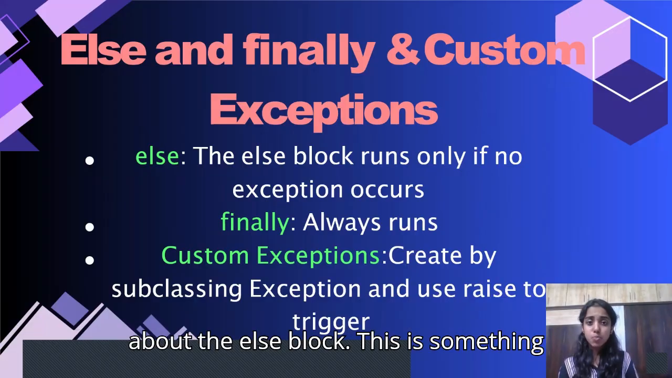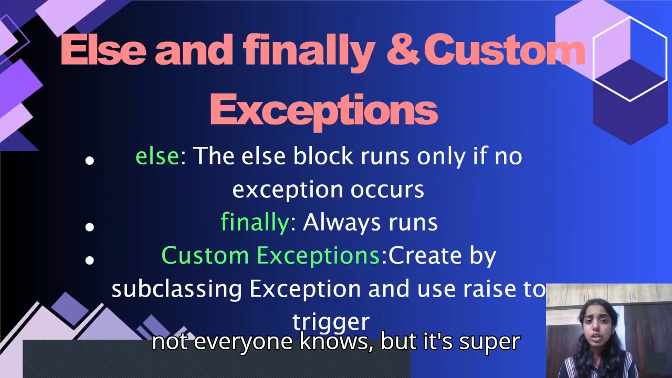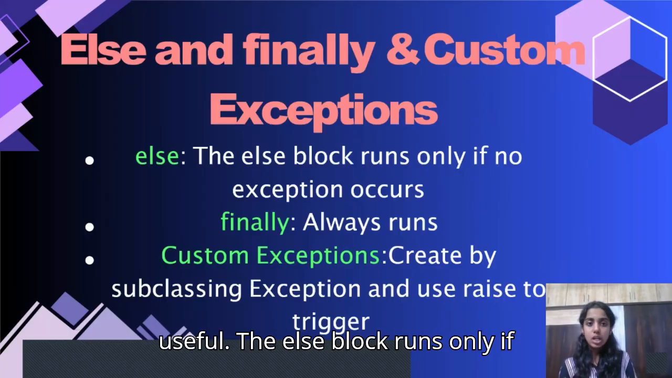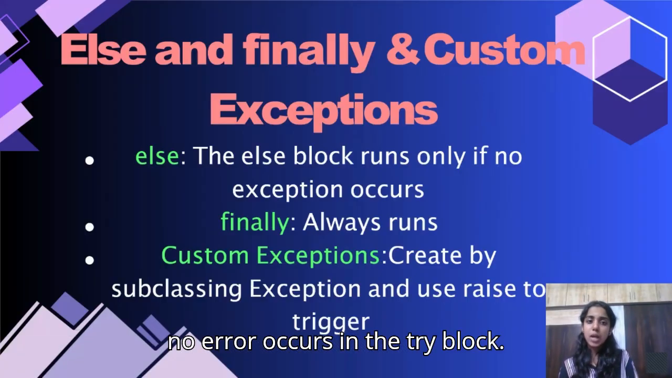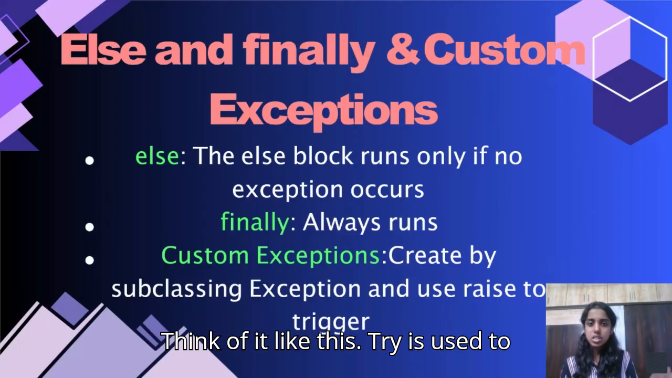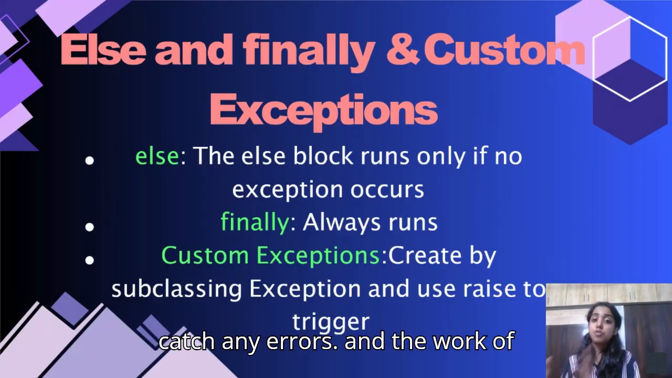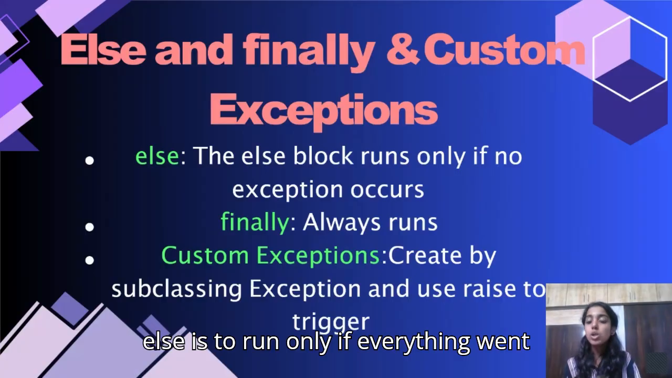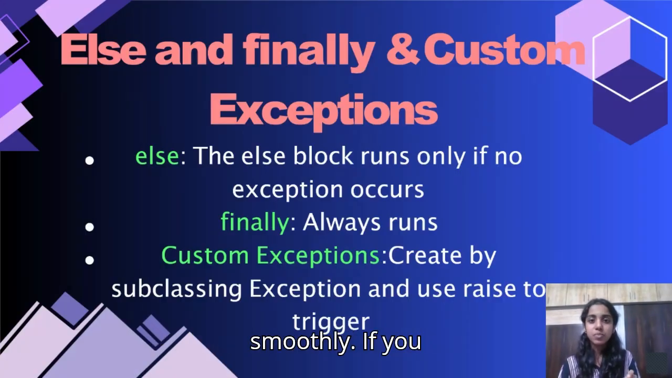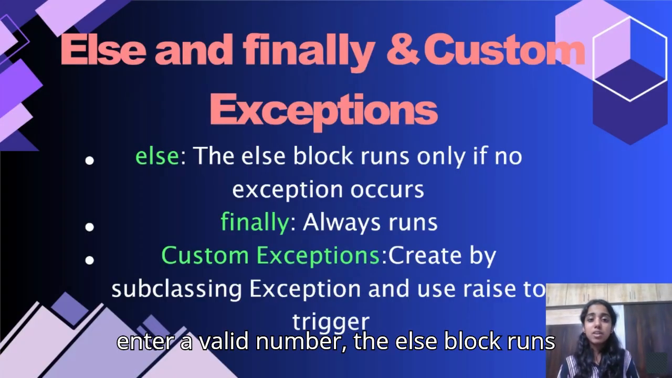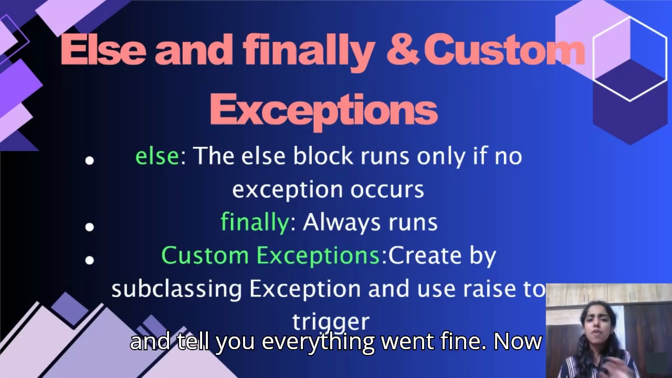Let's talk about the else block. This is something not everyone knows, but it's super useful. The else block runs only if no error occurs in the try block. Think of it like this. Try is used to attempt the risky code, except is used to catch any errors, and the work of else is to run only if everything went smoothly. If you enter a valid number, the else block runs and tells you everything went fine.